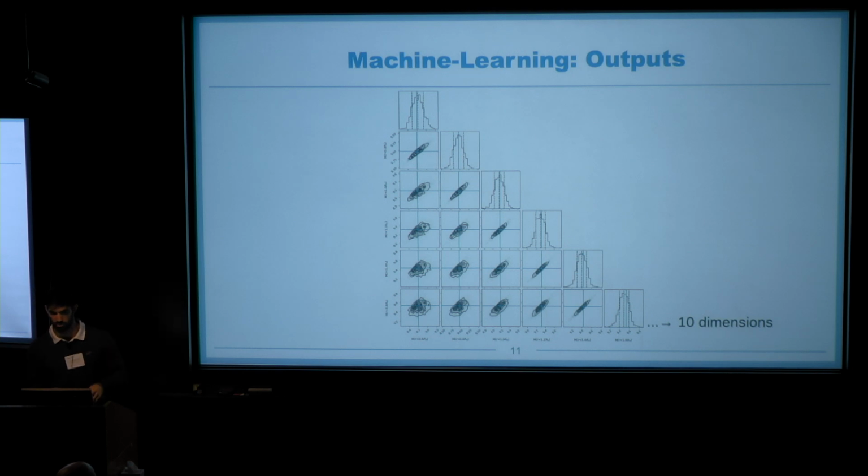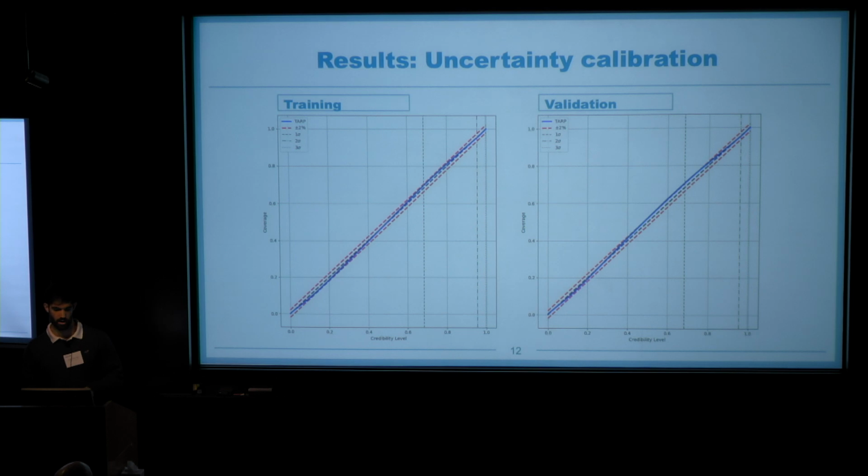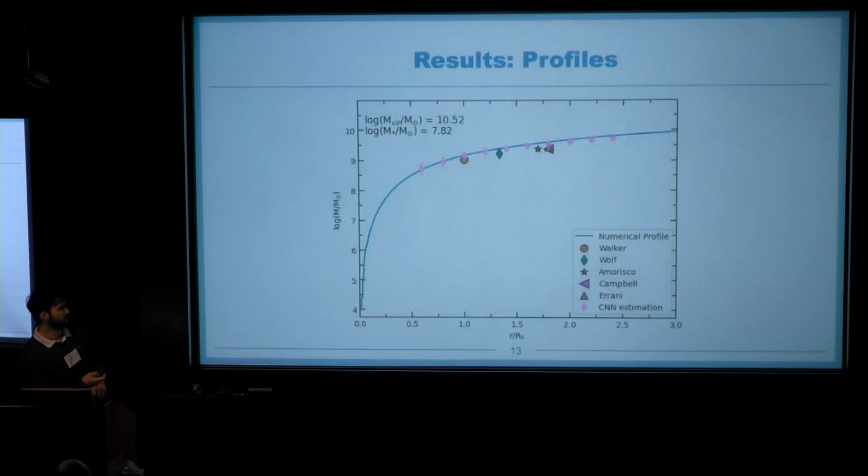Now, moving on to some results. First thing is that the posteriors are very well calibrated, so the real value is enclosed within the confidence level the right amount of times. And of course, we can transform this posterior to an actual profile. For that, we take the median of the posterior as the mass enclosed within a given radius, and the 1 sigma region as uncertainties.